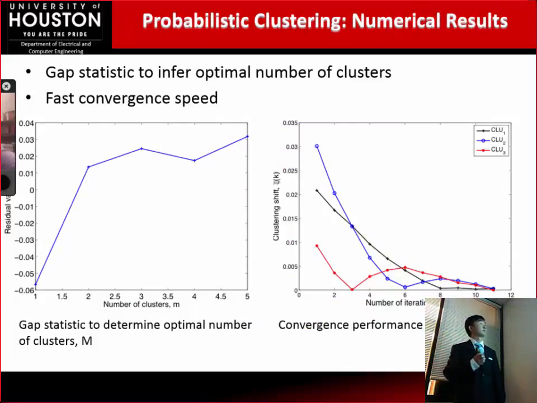So now I will present some numerical results. First, I employ the depth statistic to infer the optimal number of clusters. The first figure shows the depth statistic versus the number of clusters, and it roughly points to 3. So we start with 3 clusters, and for the first three clusters, we can see the convergence performance of our proposed algorithm. It converges fast, and it actually converges according to the proposed clustering shift value.